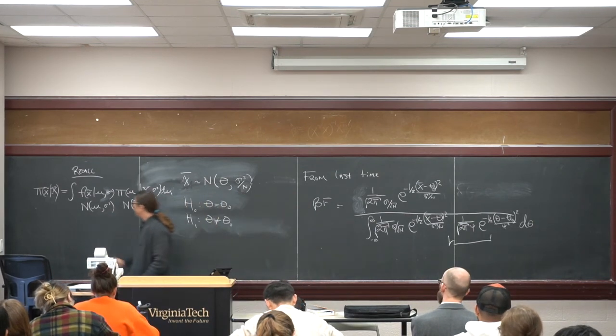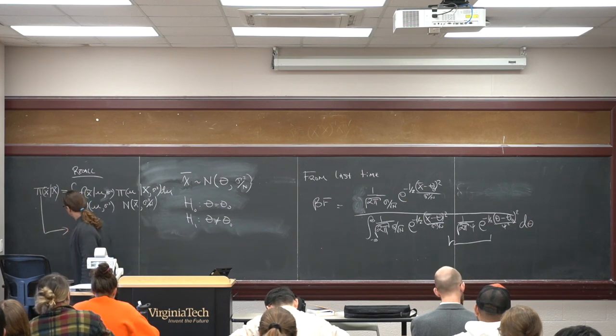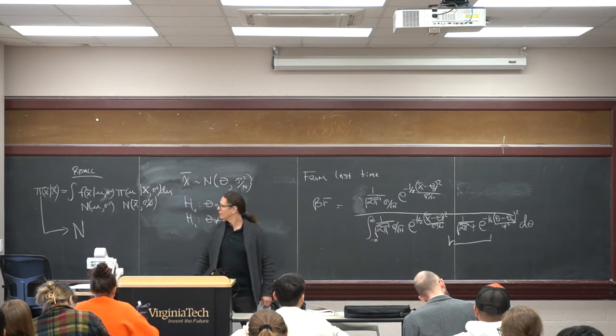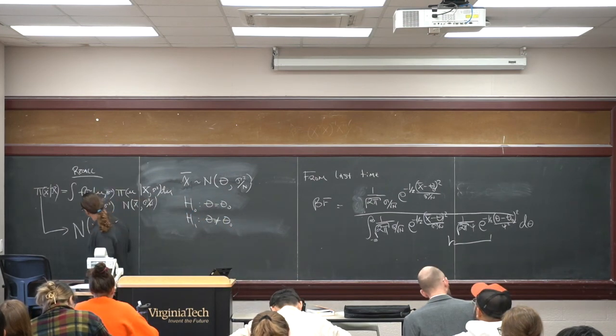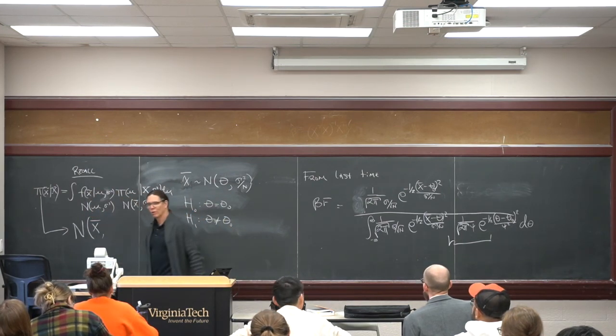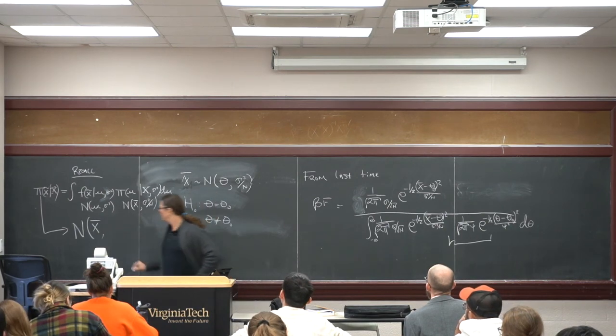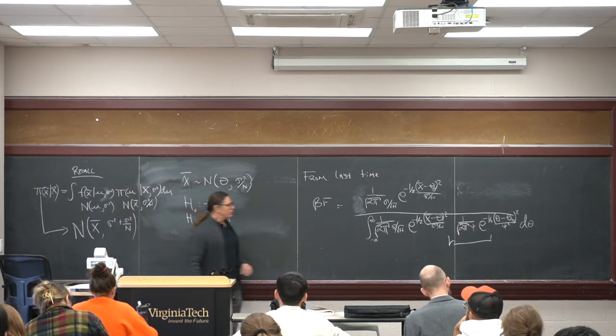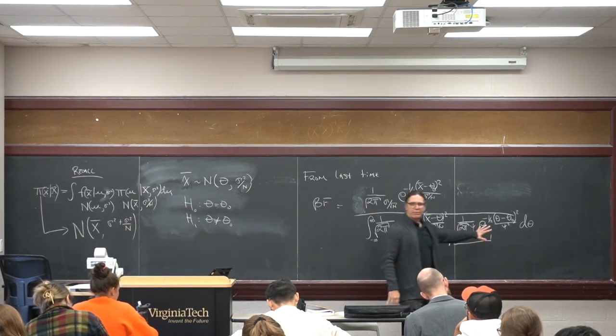Somebody help me out. What was the answer right here? I'll do the easy part. It was a normal, centered at x bar. And what was the variance? Yeah, sigma squared plus sigma squared over n. And so we can apply all of that math to doing this integral.